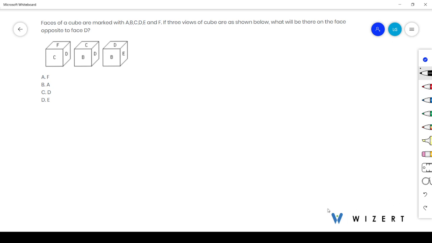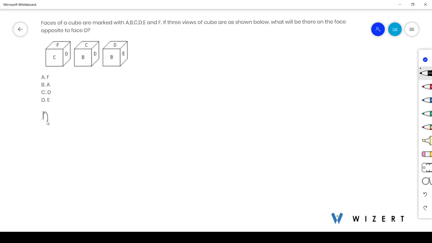Our question is, faces of a cube are marked with A, B, C, D, E and F. If three views of the cube are shown below, what will be there on the face opposite to face D?